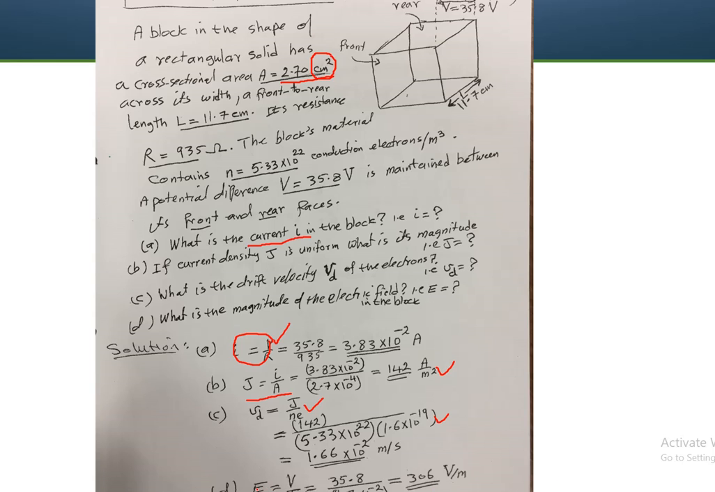The last one, electric field. We have already used the same formula in the previous question. E is equal to V over L. So I'll write it here. The electric field E is equal to V divided by L. V means the voltage, L is the length of the section which is given. So when you substitute both values, we get the electric field E is equal to 306 volt per meter.